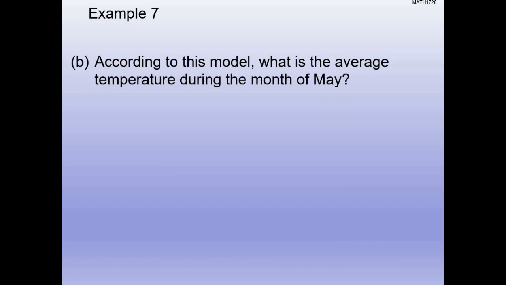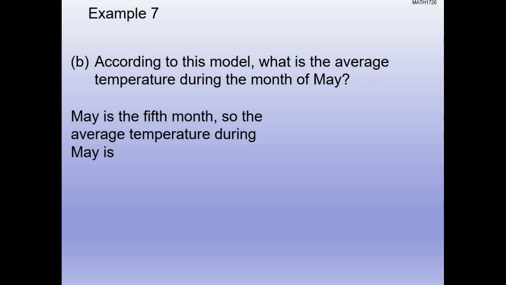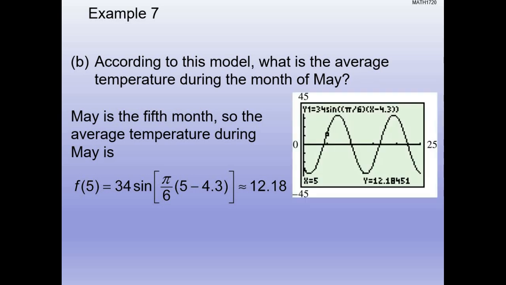So according to the model, what's the average temperature during the month of May? May is the 5th month, so you can substitute in x equals 5. When you do that, you will get 12.18 Fahrenheit. Not very warm, right? You have to remember they're very far north. So that's how you do that piece. You're just substituting in 5 for x. You can see it on your calculator there. If you were struggling to put it in the calculator, when you hit y equals, type it in exactly as you see it on the screen up here, and that should help you. And then change the window like I stated in the previous slide.